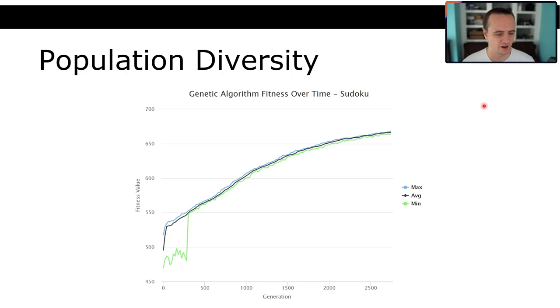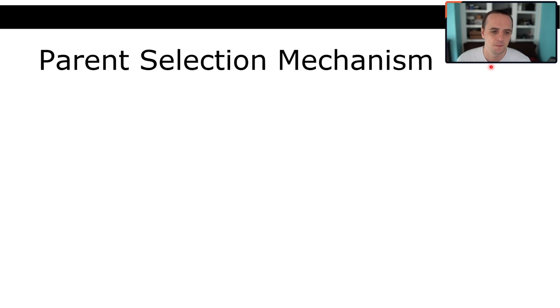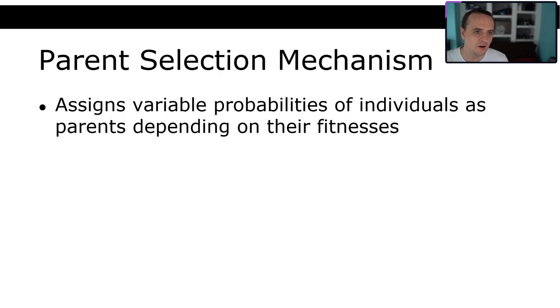And we'll talk about this during the next lecture. So, parent selection mechanism. How do you actually choose parents to recombine to form a new solution? Well, your parent selection mechanism is going to be an algorithm that assigns probabilities of individuals as parents depending on their fitnesses.